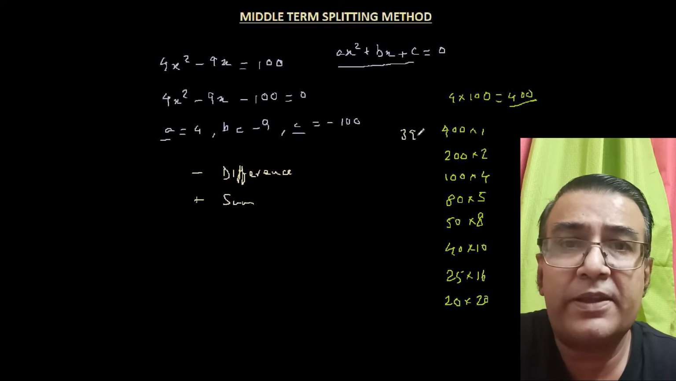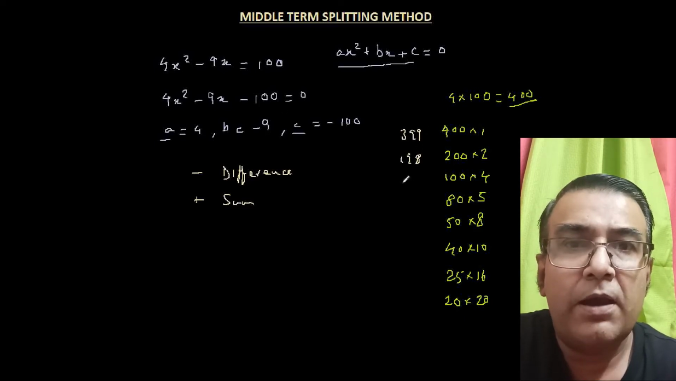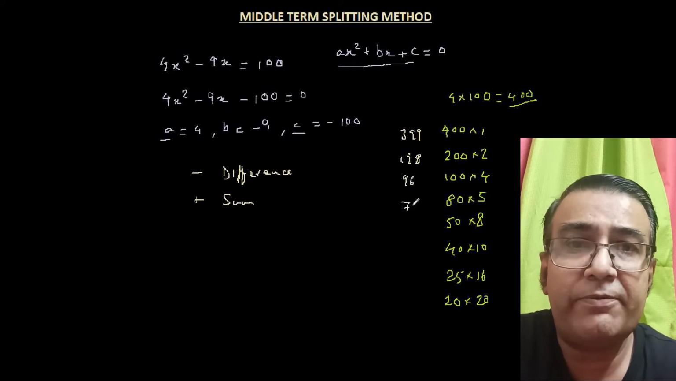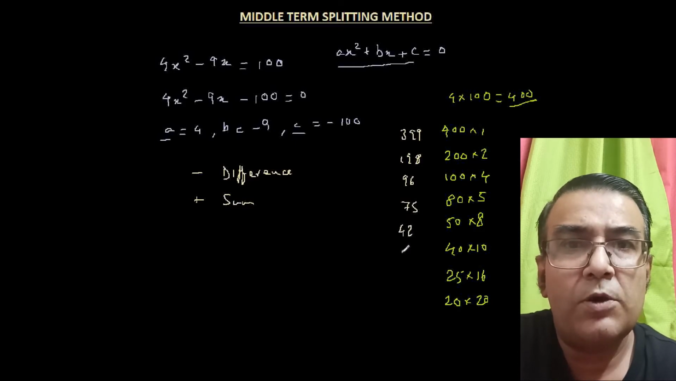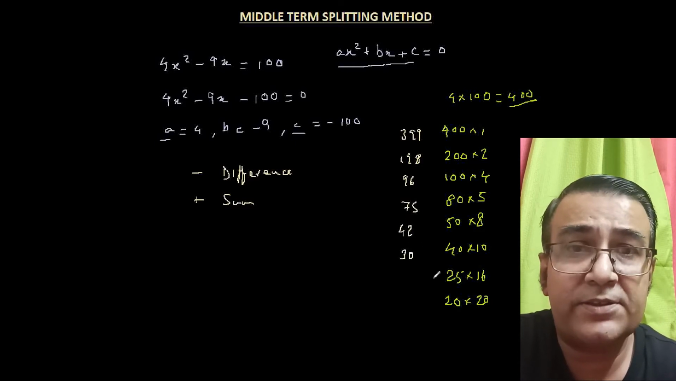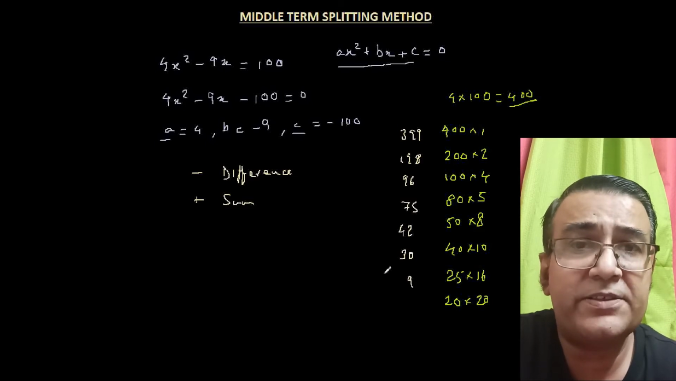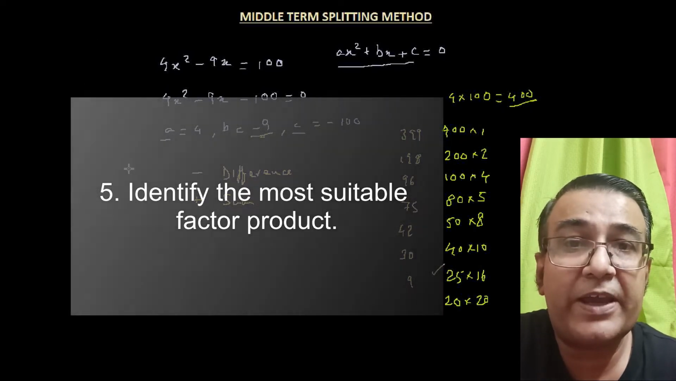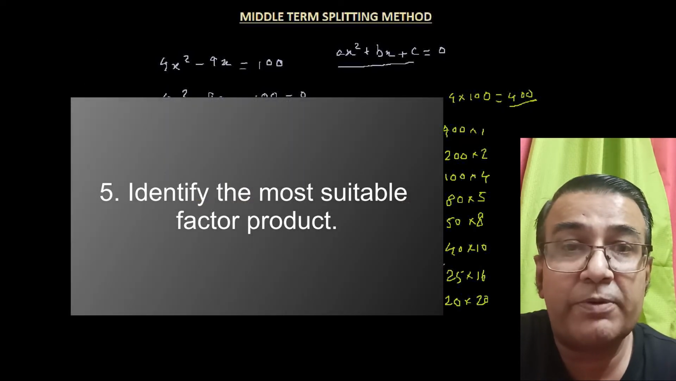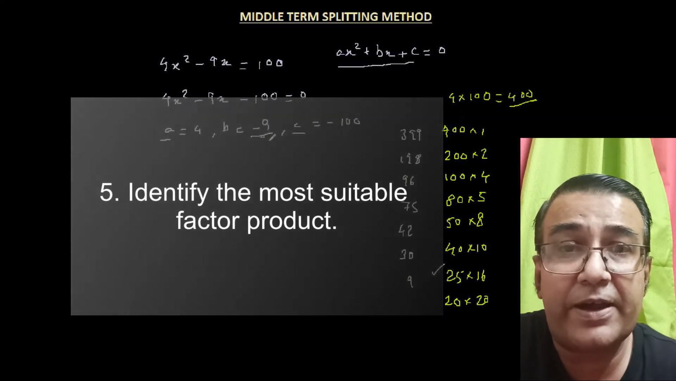400 minus 1 is 399. 200 minus 2 is 198. 100 minus 4 is 96. 80 minus 5 is 75. 50 minus 8 is 42. 40 minus 10 is 30. 25 minus 16 is 9. Well, that is equal to b. So that is what we are looking for. Step number 5 is to identify the most suitable factor product, and that's what we have just done. We have found it as 25 and 16.